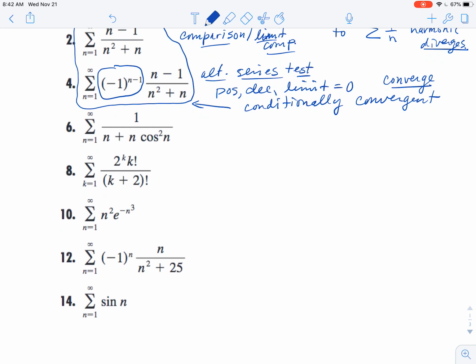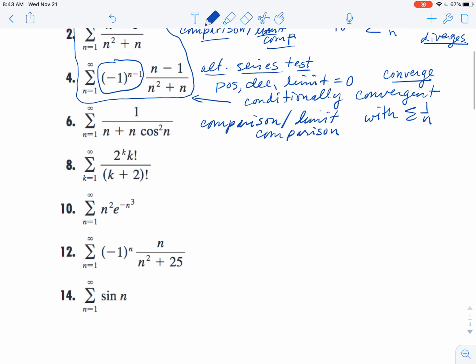Okay, what about 6? What's your gut feeling that we would do on that? Comparison test again, right. Okay. Comparison or limit comparison. And probably with 1 over n again, right? Because it looks like that's our most important term. This one's always n. This one could be smaller than n.